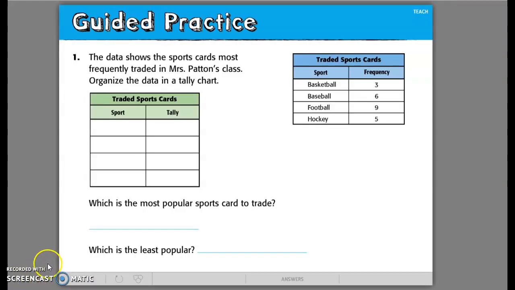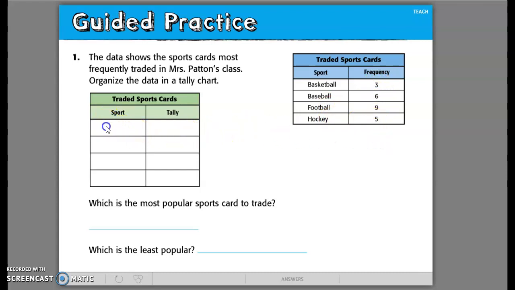All right, moving on to the bottom, which is the guided practice. The data shows the sports cards most frequently traded in Mrs. Patton's class. Organize the data in a tally chart. Over here you have all the data. The sports were basketball, baseball, football, hockey. And then it gives it to you in numbers. It tells you how many.